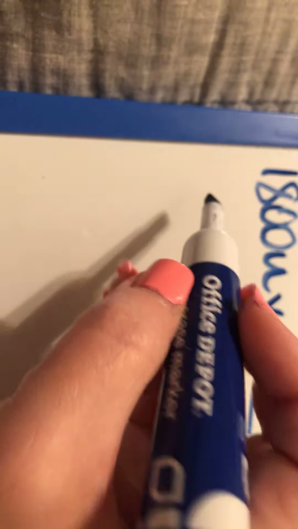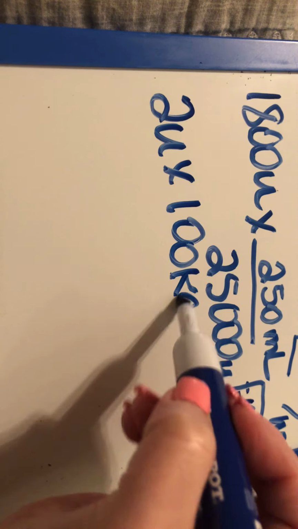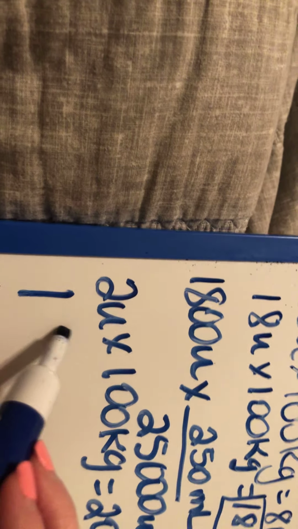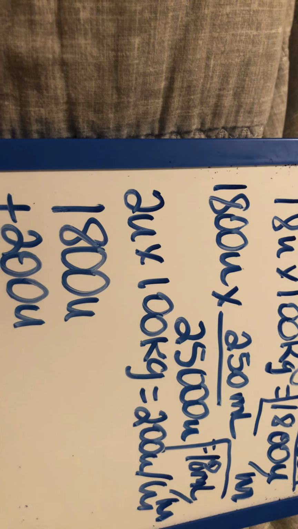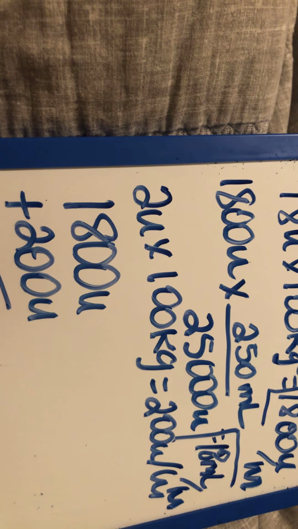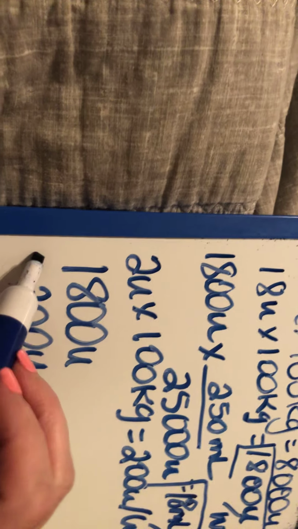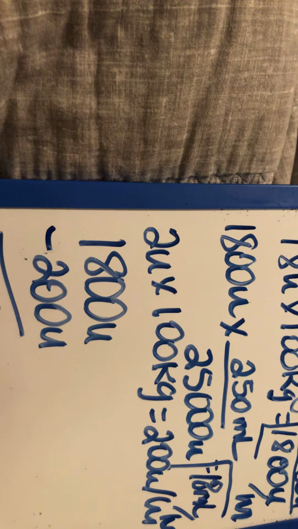So to do that, we just simply multiply 2 units times 100 kgs, and that's going to give us 200 units per hour. So our rate is going to go from 1,800 units, and we're going to add, because we're increasing, by 200 units per hour. I'm sorry, it's 71, so we're decreasing. We're going to decrease by 200 units per hour. So now we have 1,600 units.